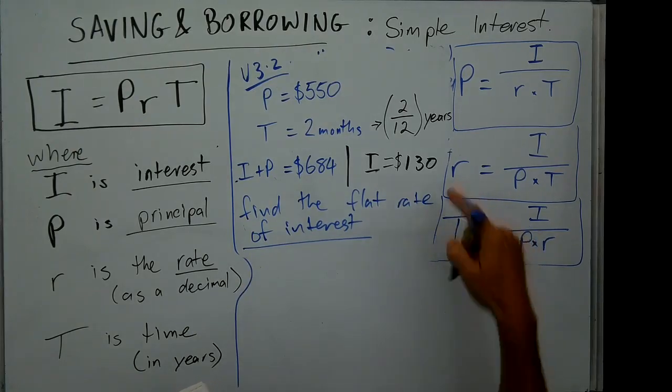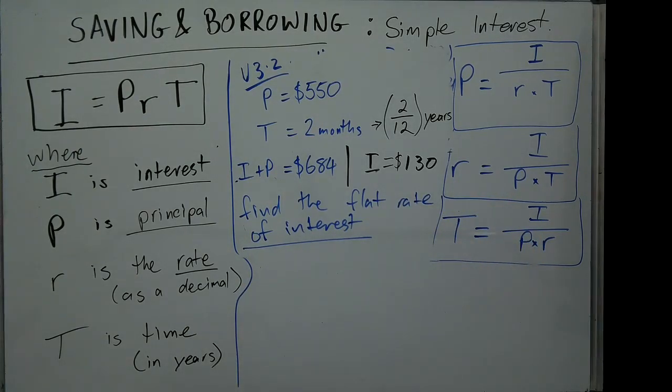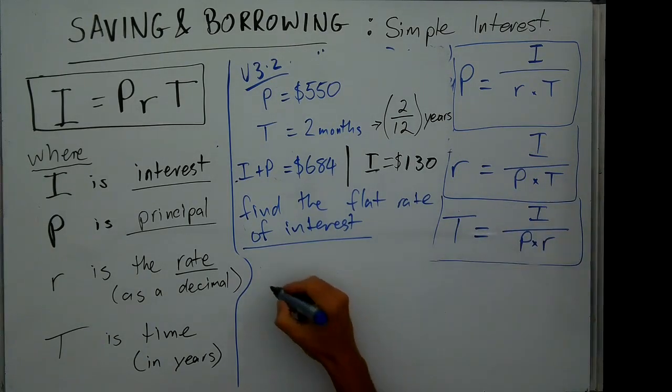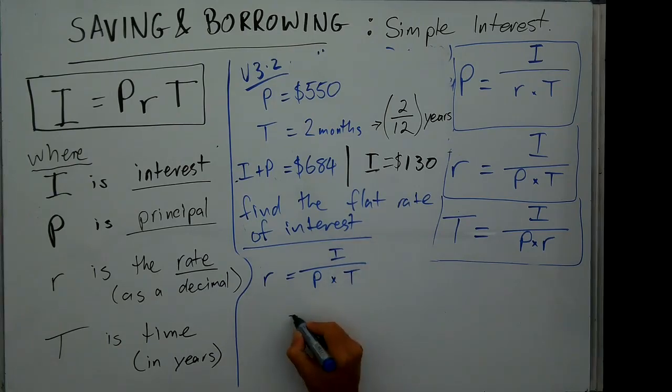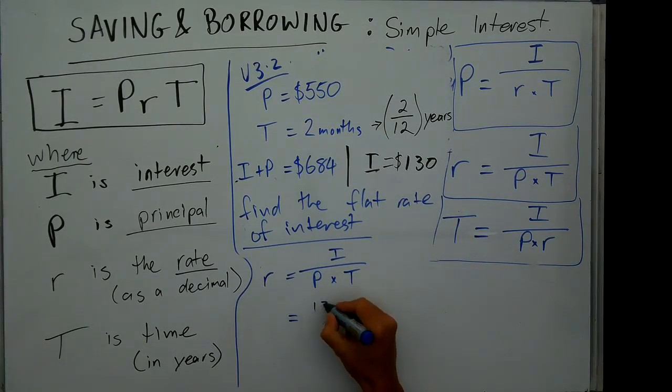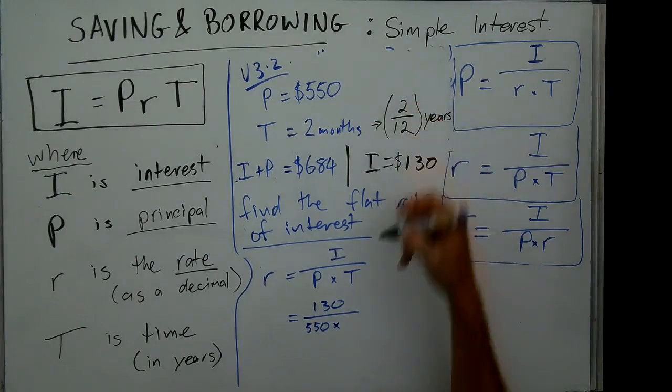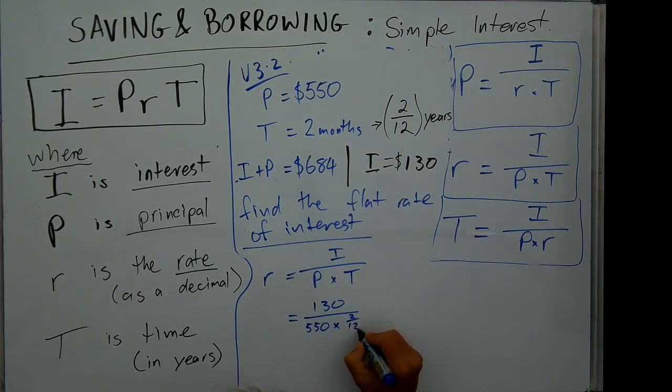So we want to find, essentially we want to work out the percent again. So here's our formula. We're going to use this one. Rate equals interest over principal times the time. So we've got 130 divided by 550 times, let's keep it like that, 2/12. It's okay to put fractions at the top and bottom of fractions as long as we calculate this as a number.